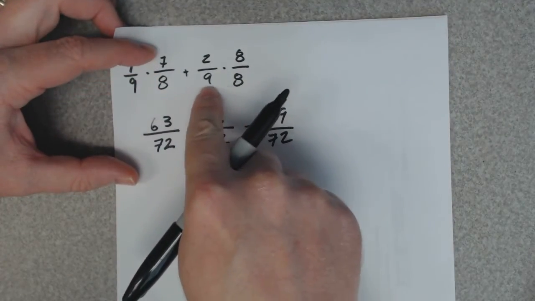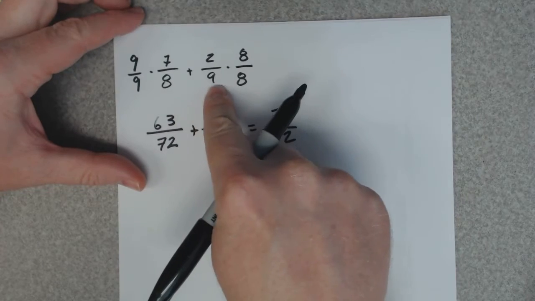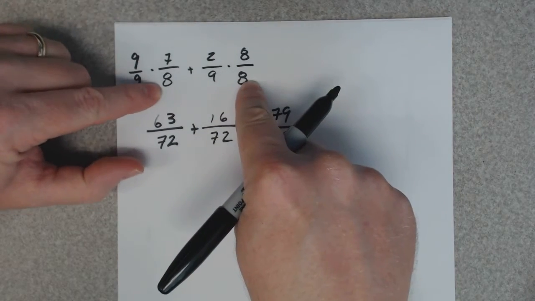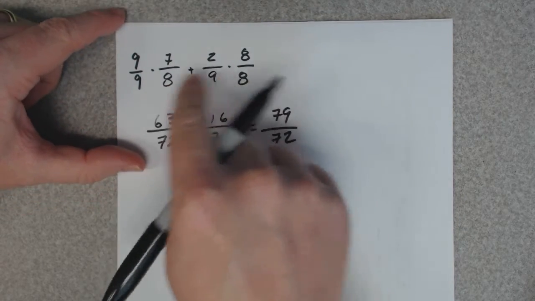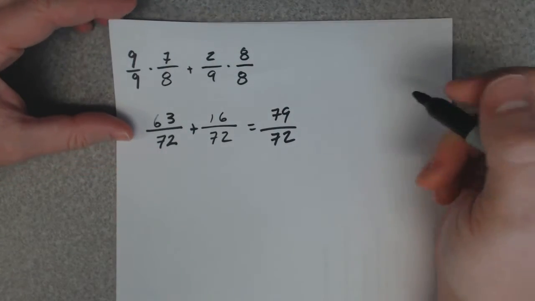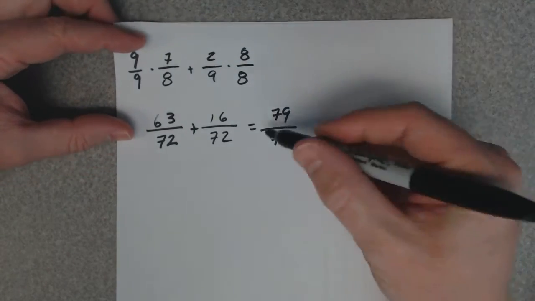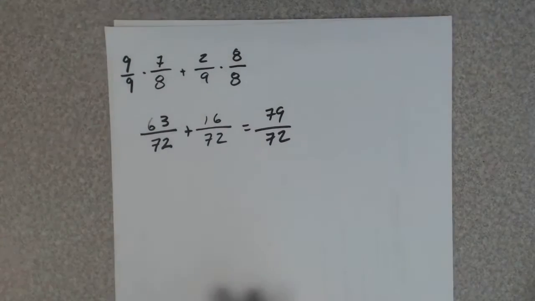So when all else fails, I just suggest you multiply this by the other denominator and this guy by the other denominator. Instead of trying to find the lowest common multiple or anything like that, it works out the same. Then you can simplify it over here if you want.